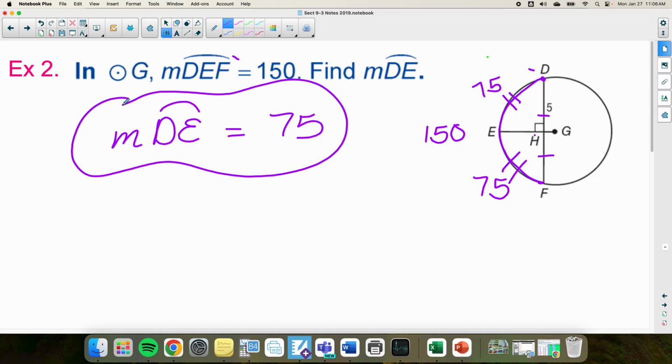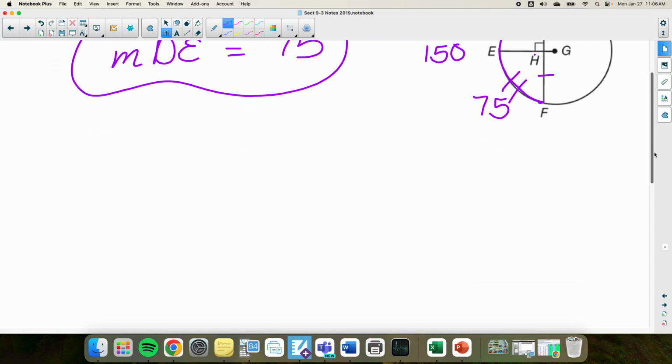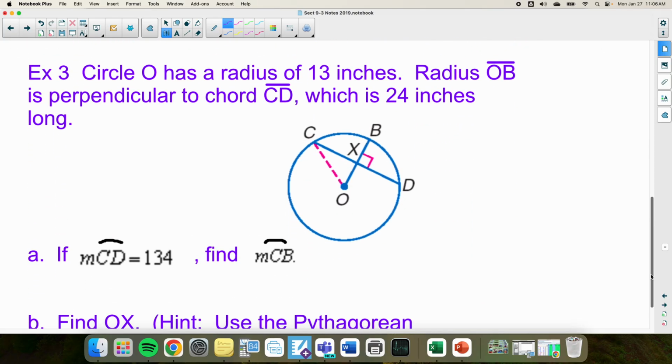Everybody understand that one? Okay, now let's go here. These are where they get a little bit harder. This first one's not bad.